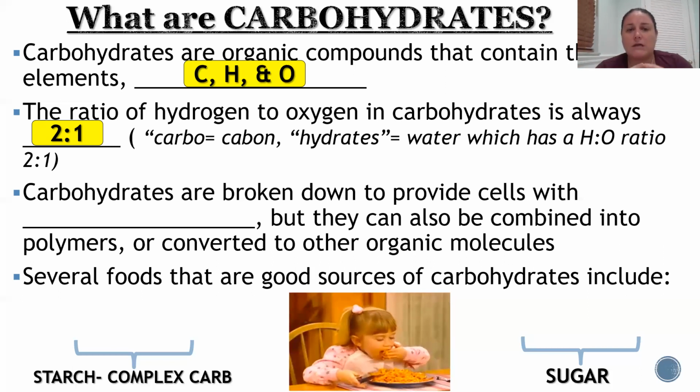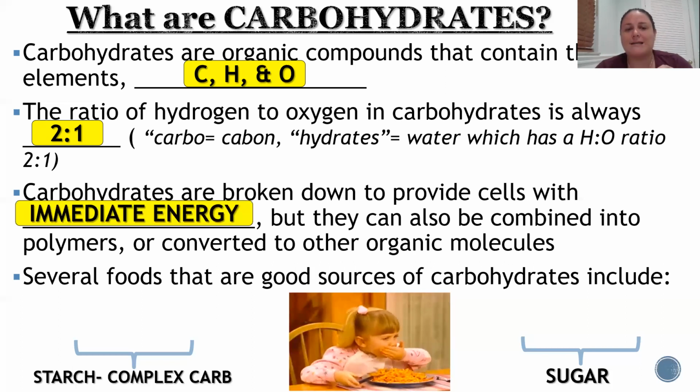Now, carbohydrates are broken down to provide cells with immediate energy. So that's one of their primary functions, that they're an energy source. We can use them for an immediate energy source, or we can store carbohydrates. We're using them to store energy. We can also combine them into polymers or convert them into other organic molecules as well.